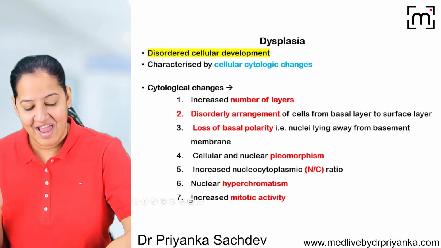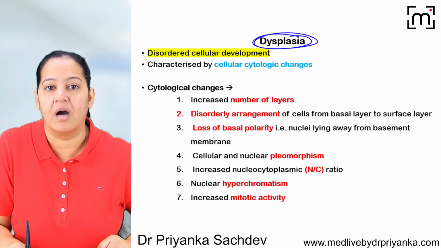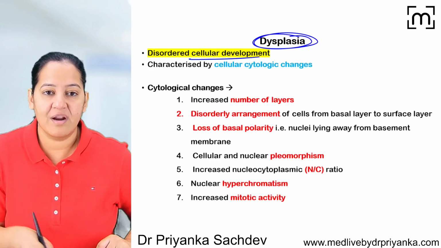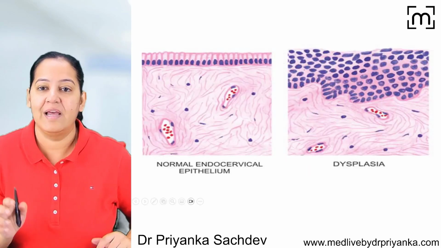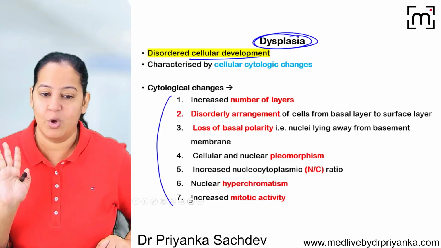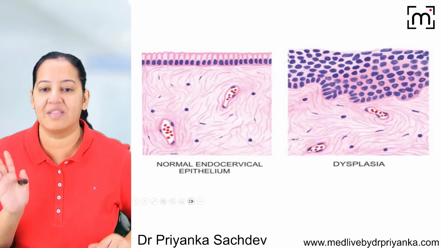The last adaptation is dysplasia. It is disordered cellular development. It's a pre-malignant condition. There are 7 things which are happening in a cell. If all the 7 things are happening in one cell, you will call that cell a dysplastic cell. What are the 7 things? Let me tell you one by one.